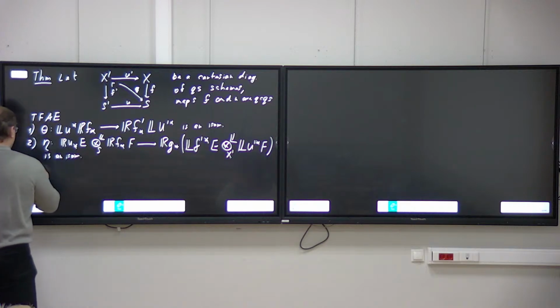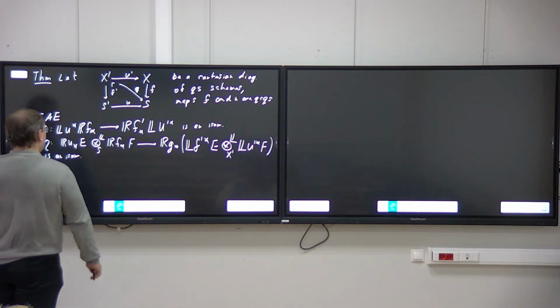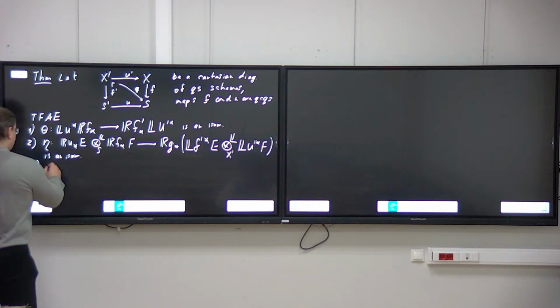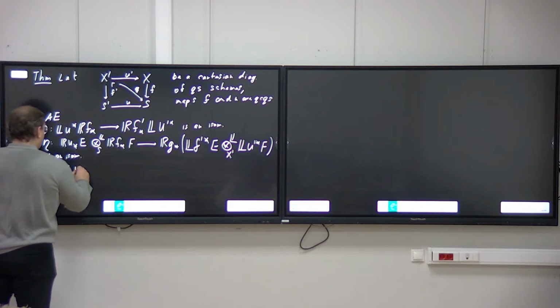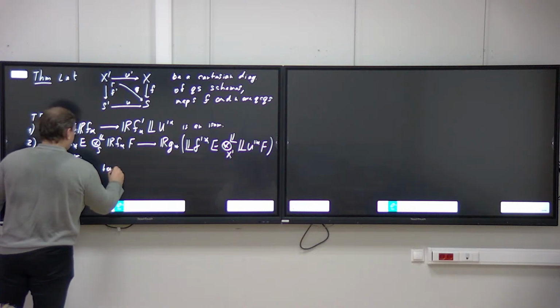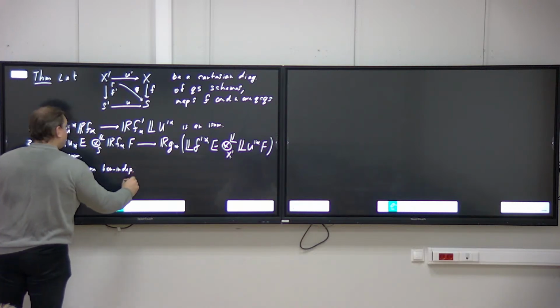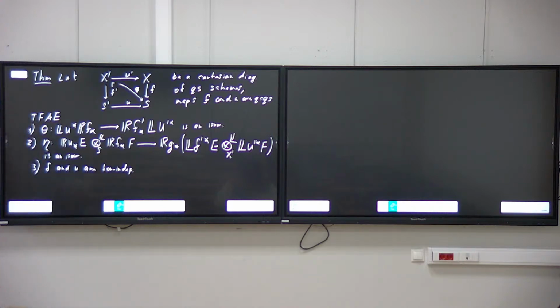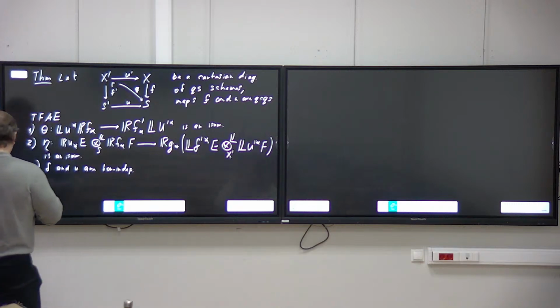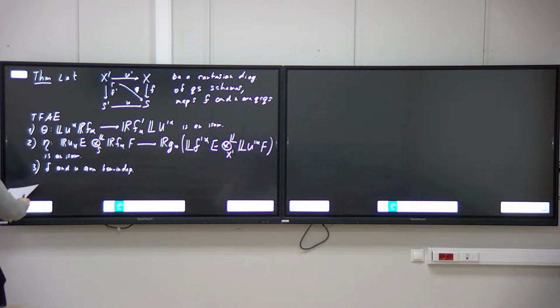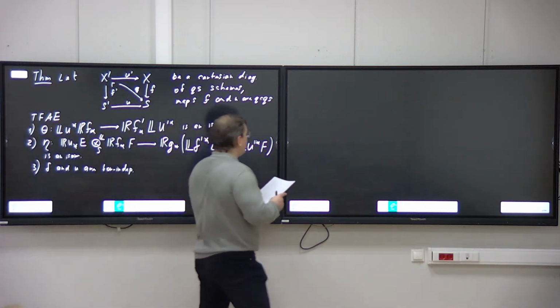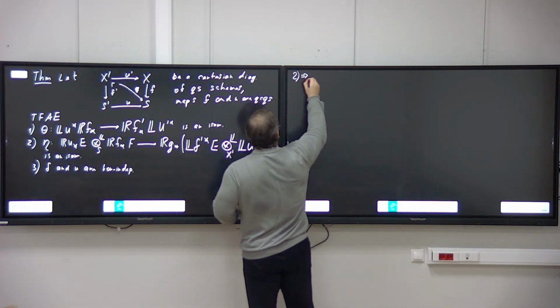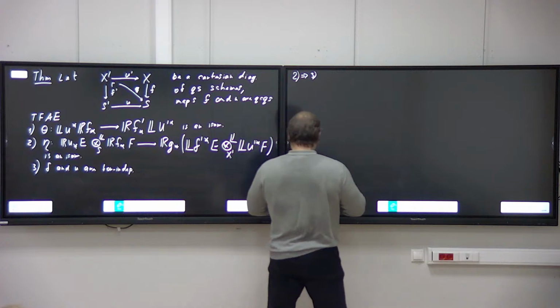And finally, the last condition 3 is that the maps f and u are Tor-independent. So f and u are Tor-independent over S. Sometimes also people say that the schemes S prime and X are Tor-independent over S. So we proved almost everything. We proved two implications. So the one that 1 implies 2 was quite easy. The 3 implies 1 we proved last time. So what's left is to show that 2 implies 3. So again, this will be some work.